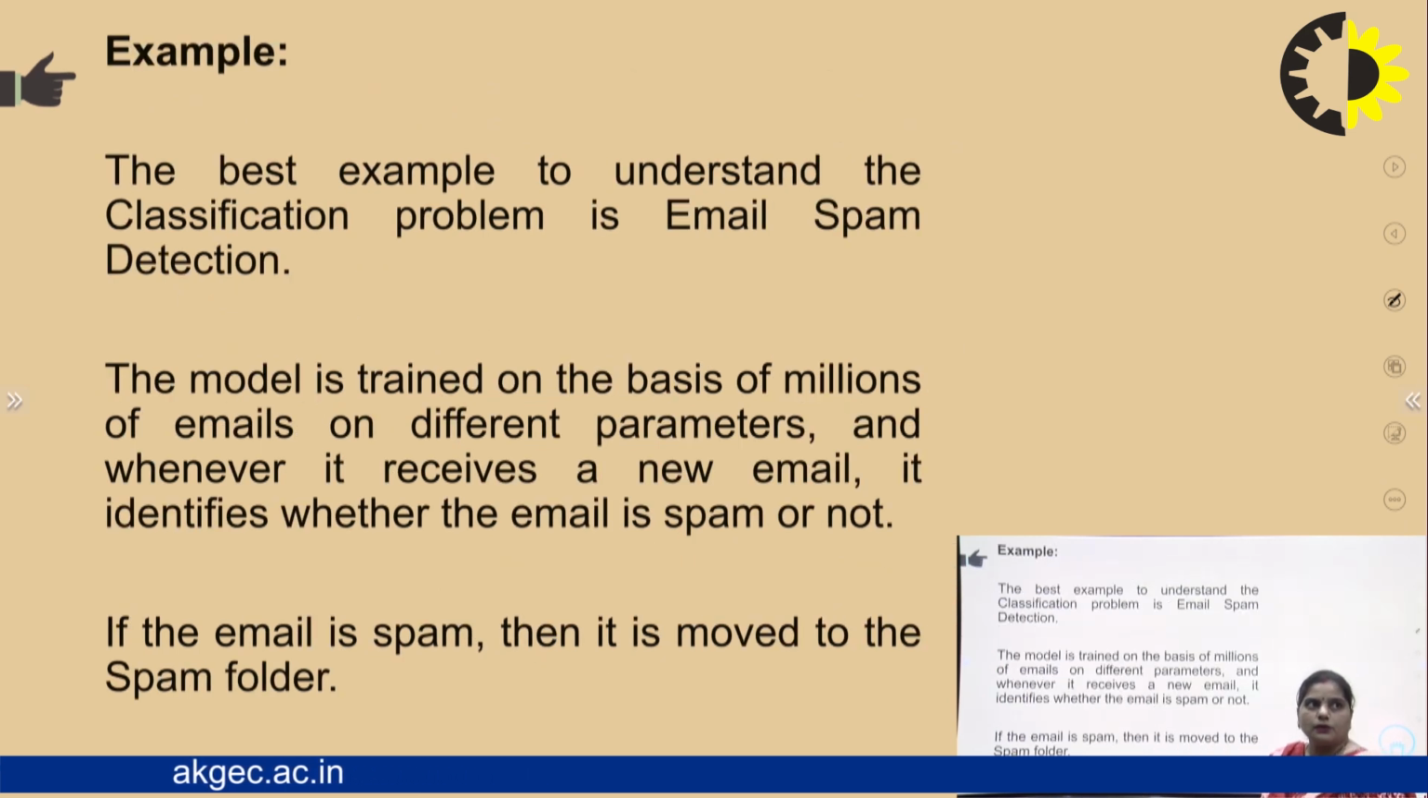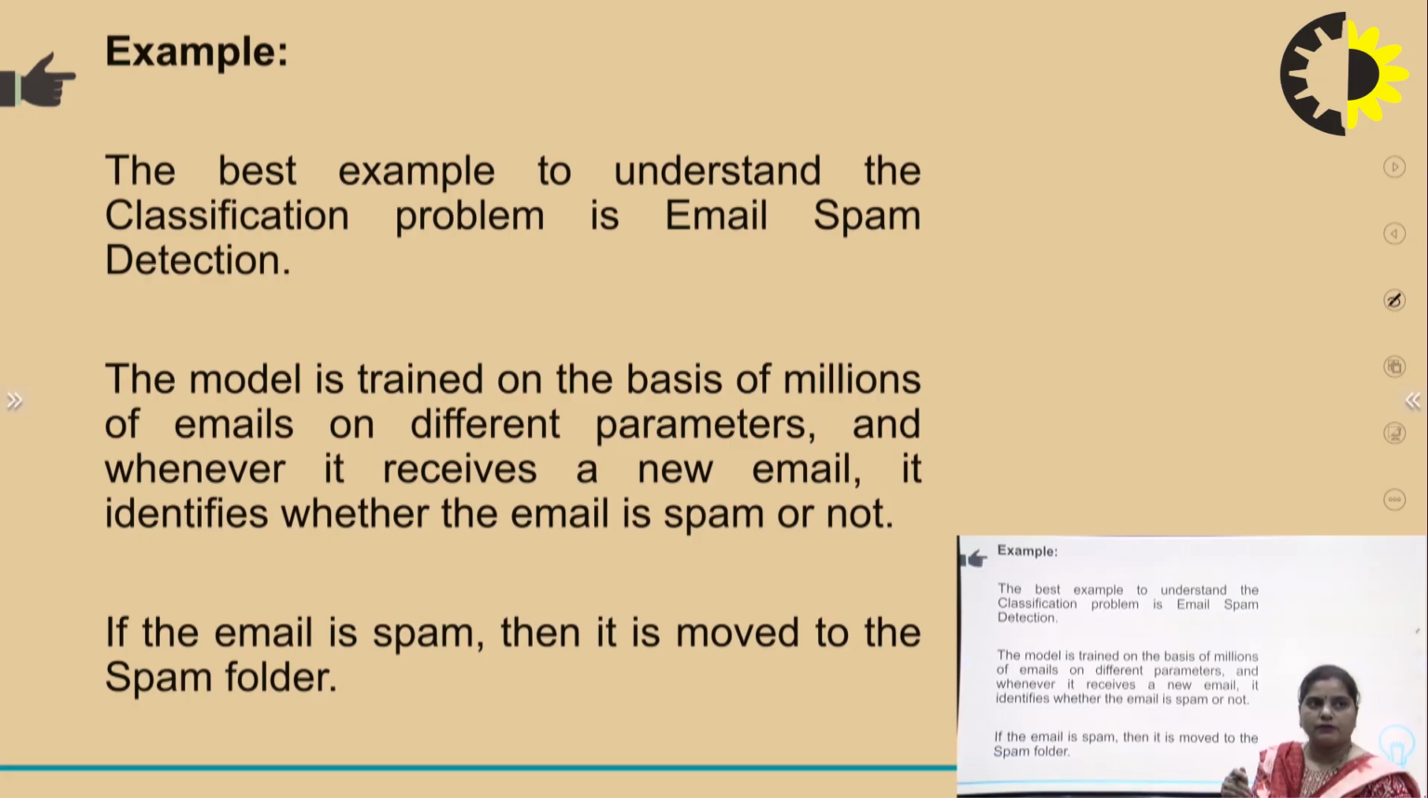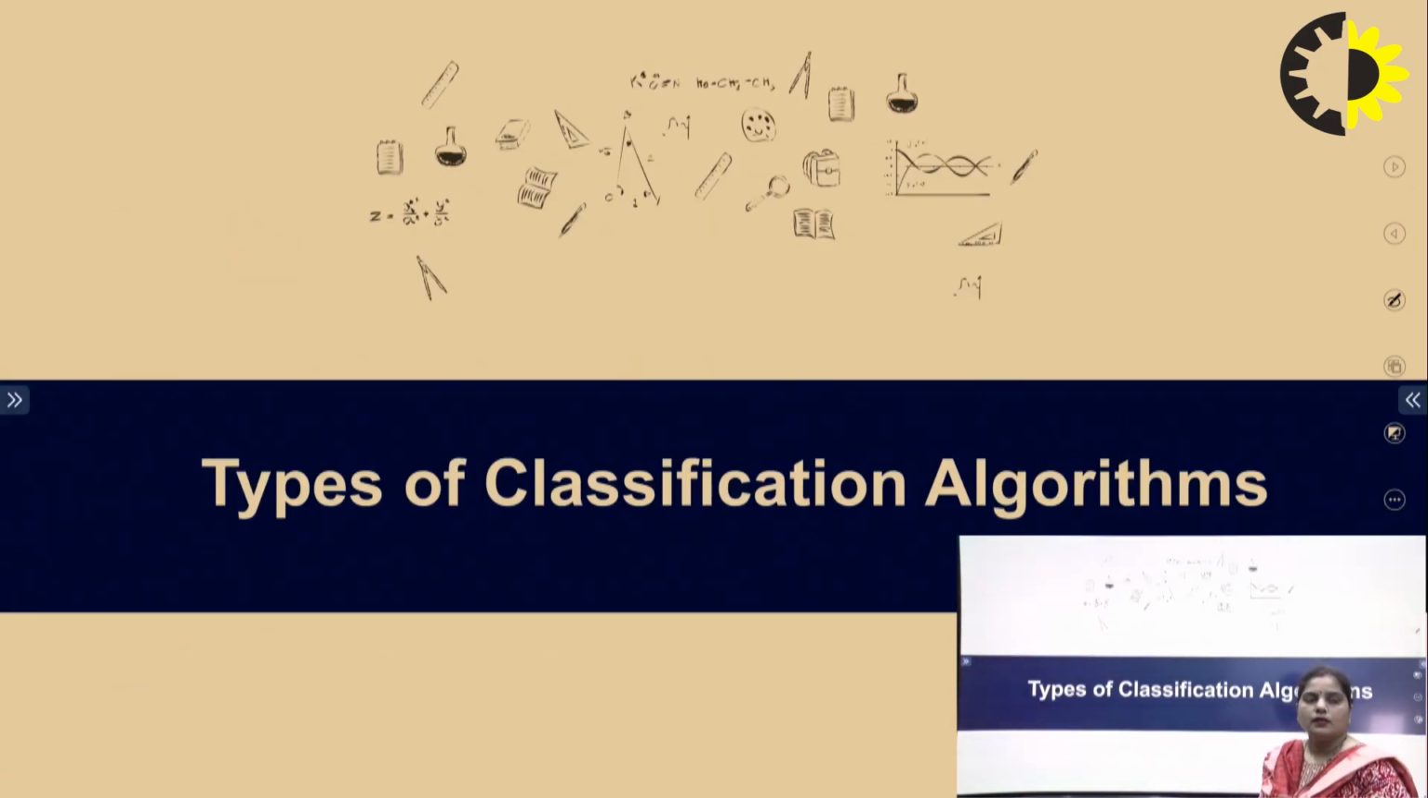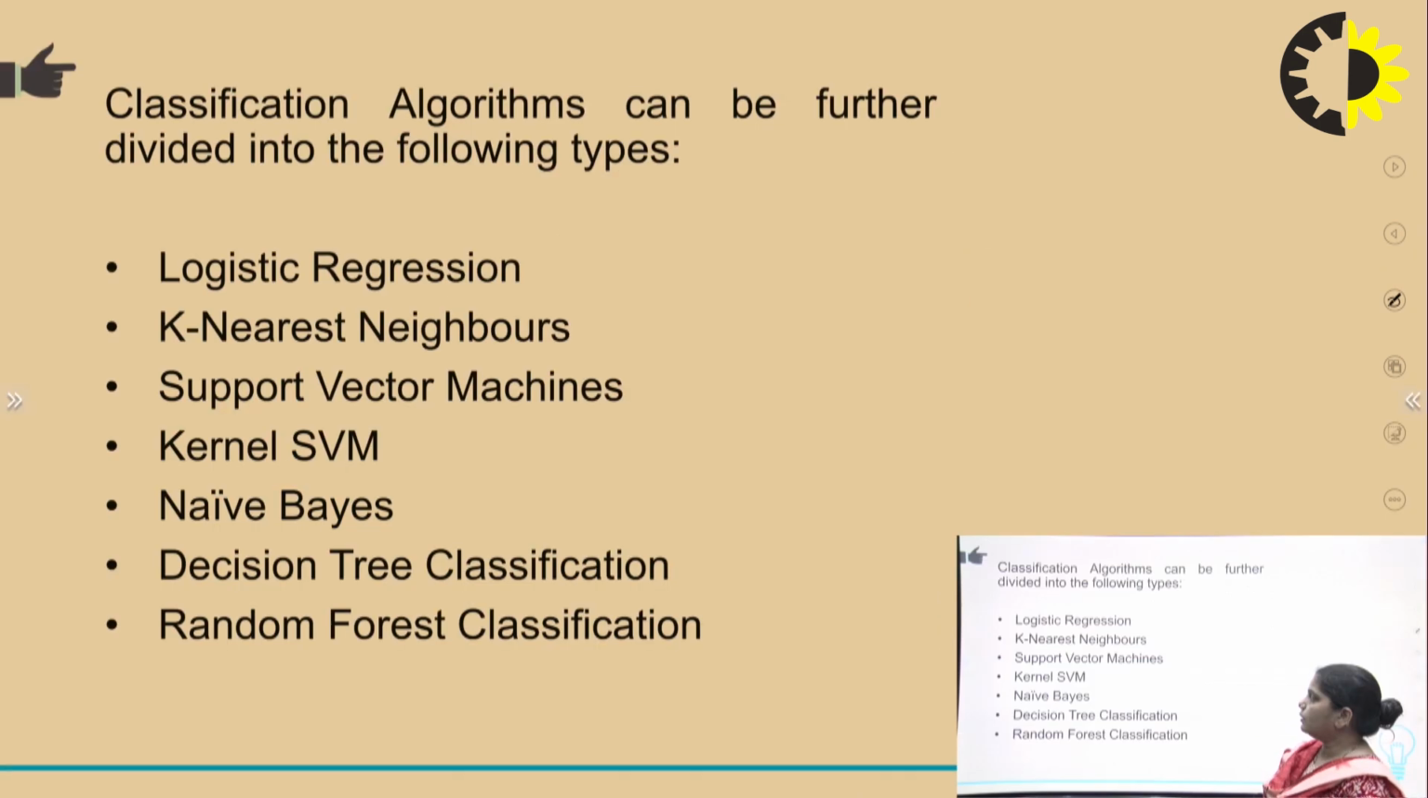For example, to understand the classification problem, the best known example is email spam detection. The model is trained on millions of emails on different parameters, and whenever it receives a new email, it identifies immediately whether that email is spam or not. If the email is spam, it is moved to the spam folder, otherwise it is moved to the inbox folder.